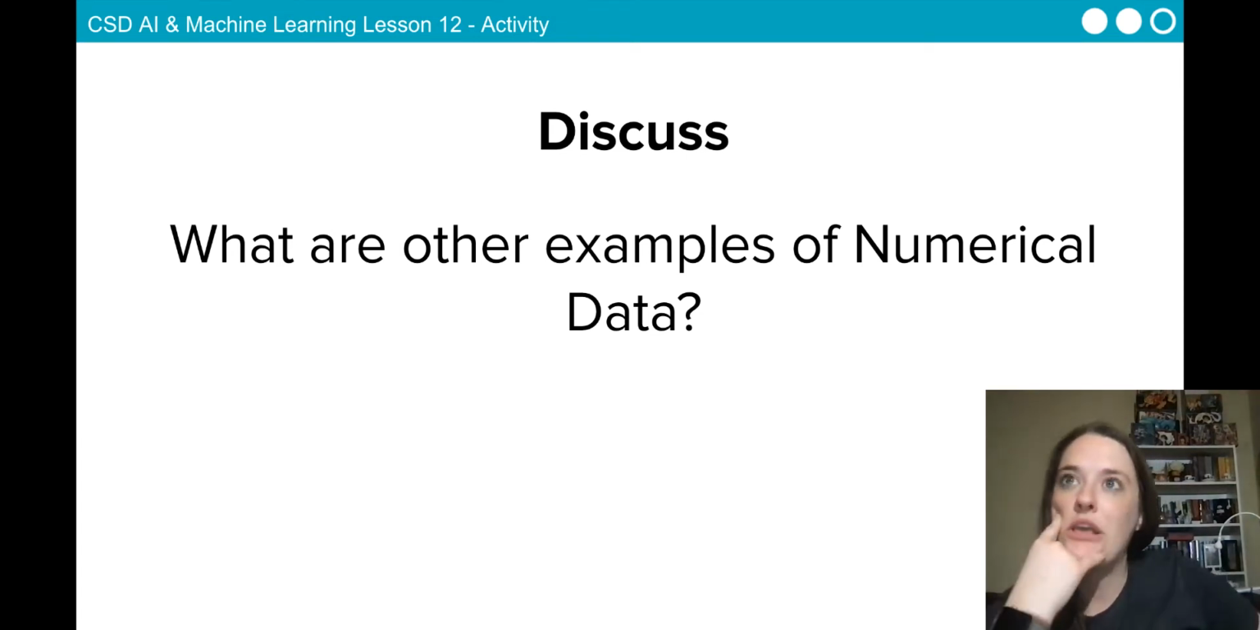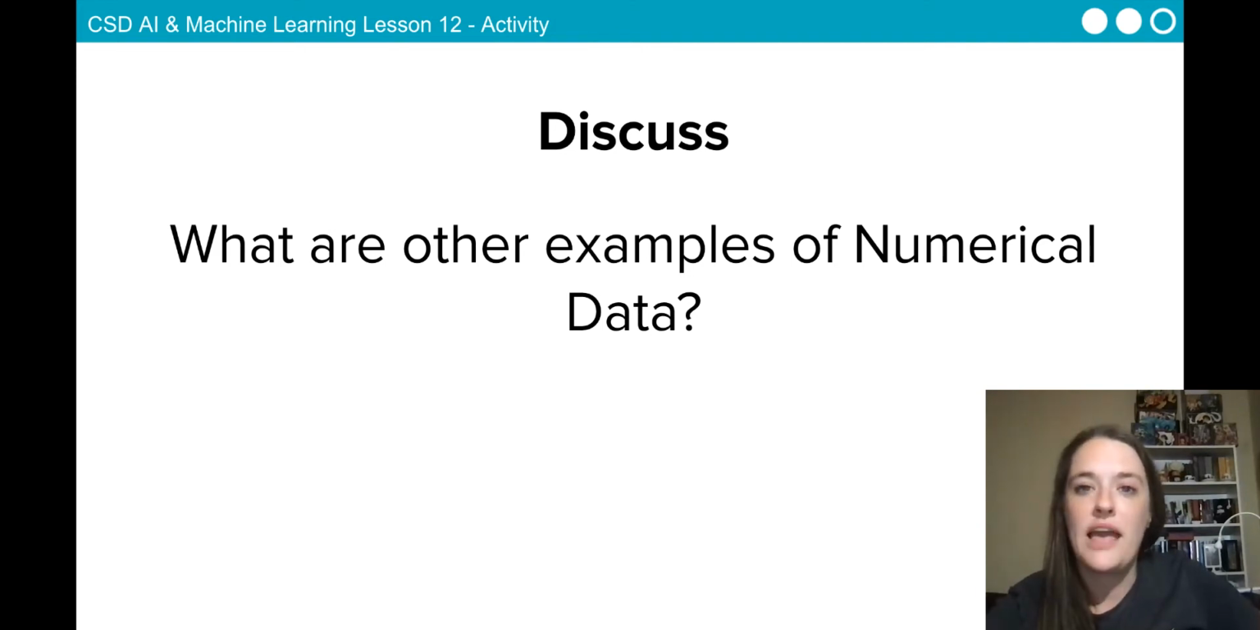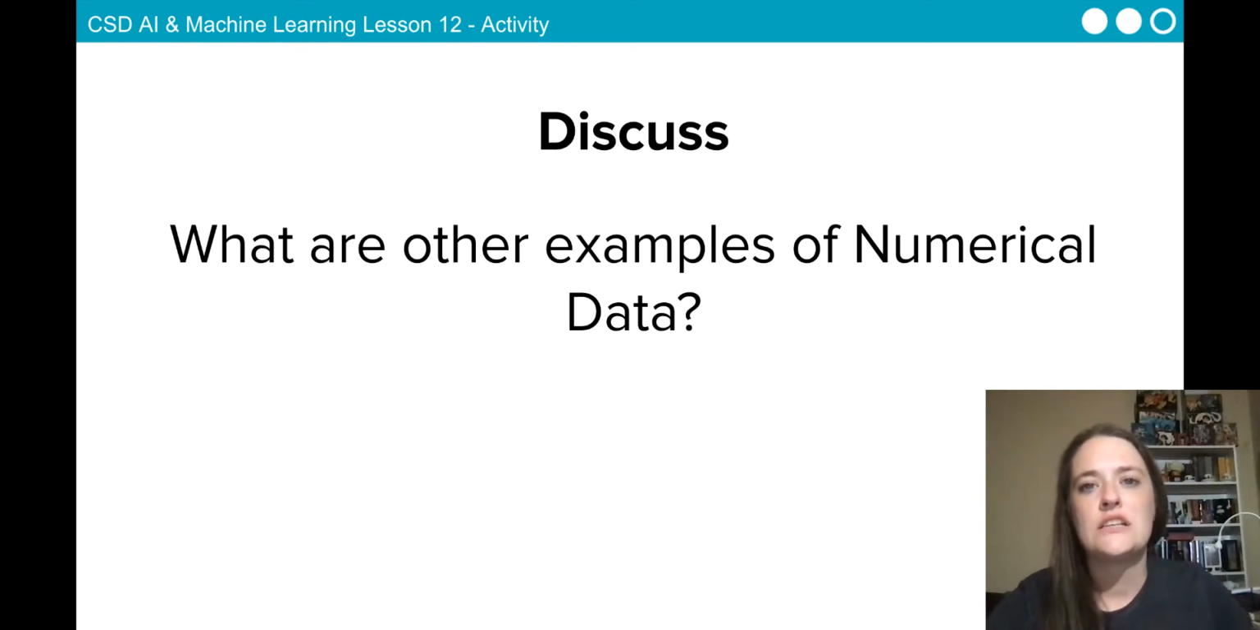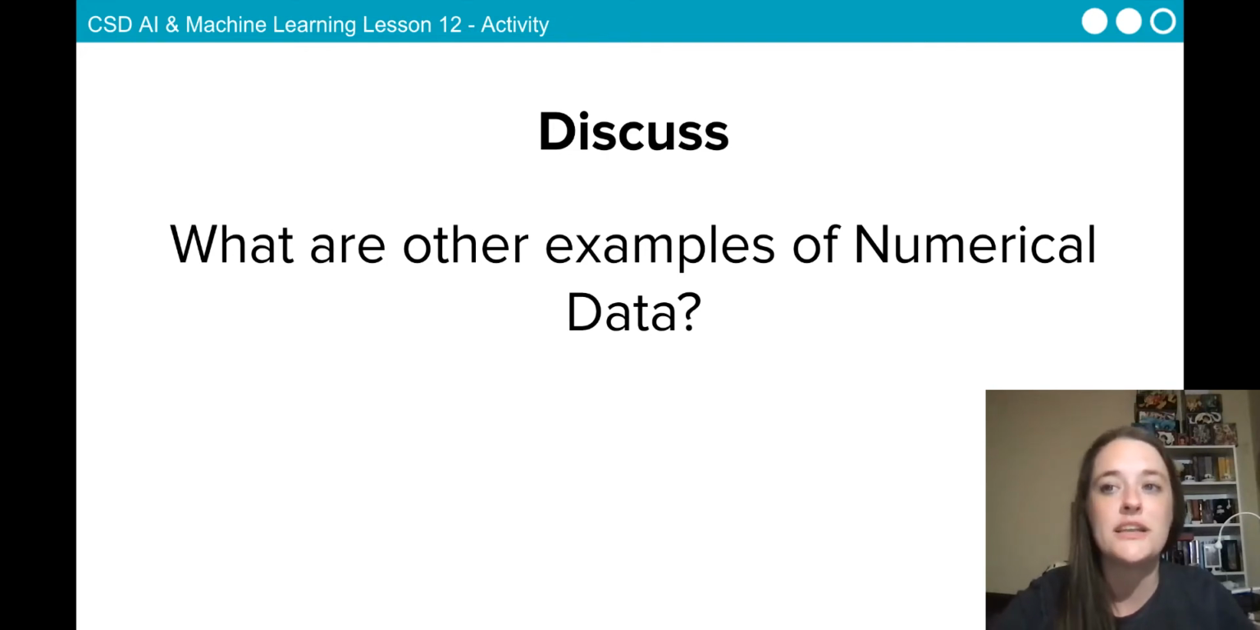So some examples might be your height. Your grade point average, your GPA, that's numerical. Every grade you get in this class and every other class is numerical. Your age is numerical. The cost of anything is numerical. Any type of rating system, like Michaela's movie rating system, that's numerical. Okay. So we can always tell there's numerical data around us. And in this lesson, we're going to take a look at numerical data in AI Lab and how we can use it to train a model.